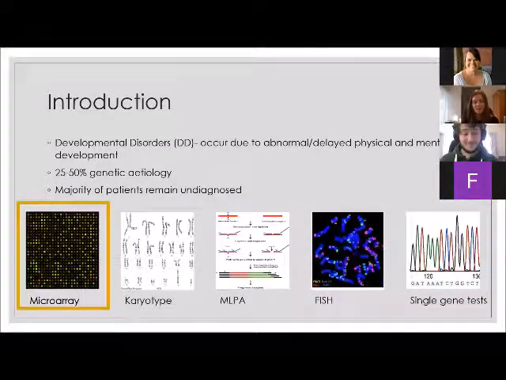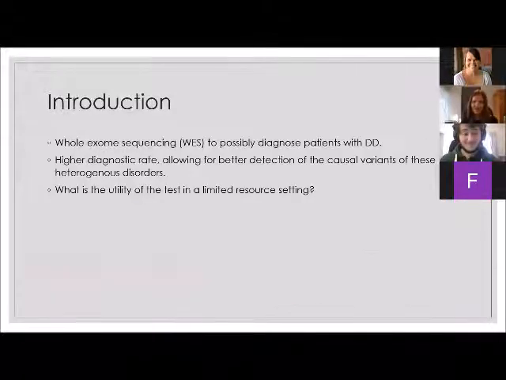So instead, we perform cytogenetic karyotyping and MLPA as first-line testing, followed by FISH and single gene tests upon clinical indication. However, whole exome sequencing has emerged as the recommended first-line genetic test for the diagnosis of patients with DD, as this genetic technology has shown to have a higher diagnostic rate than regular testing procedures, allowing for better detection of the causal variants of these heterogeneous disorders.